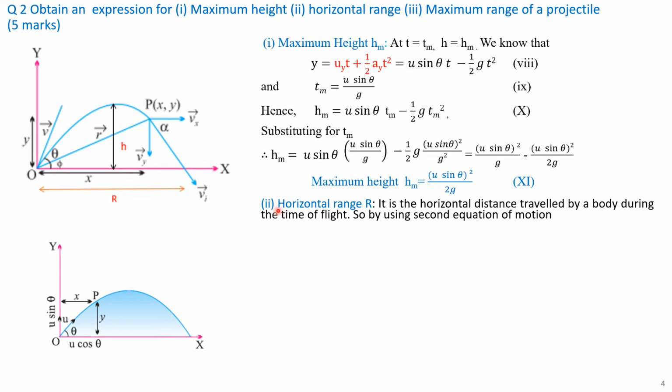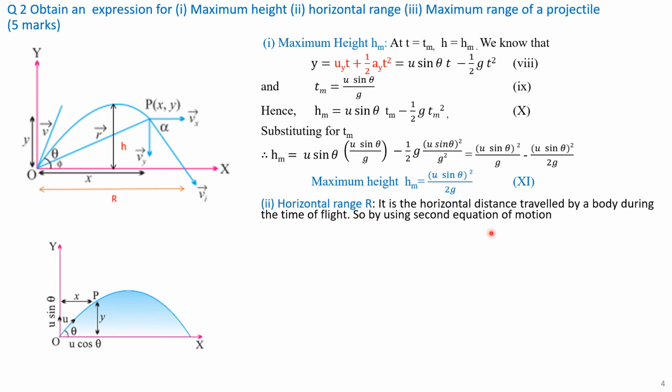Next, we will derive an expression for horizontal range R. Please see the figure on the left hand side. Here, the projectile is launched at O at an angle theta and initial velocity u. It reaches maximum, it comes back. The horizontal distance R is shown here. The horizontal range is capital R. It is the horizontal distance traveled by a body during the time of flight.